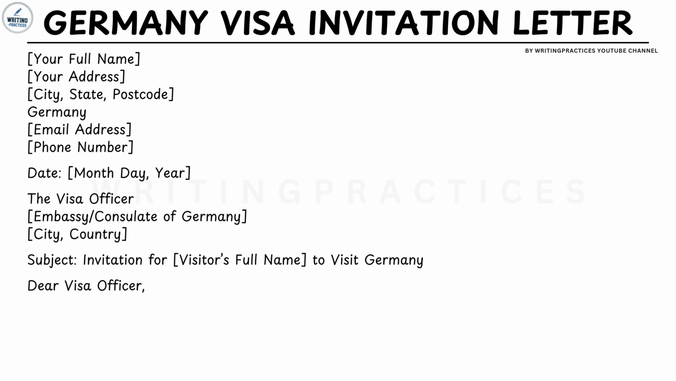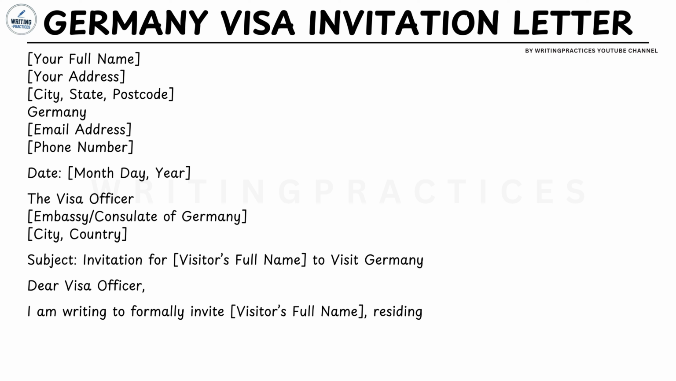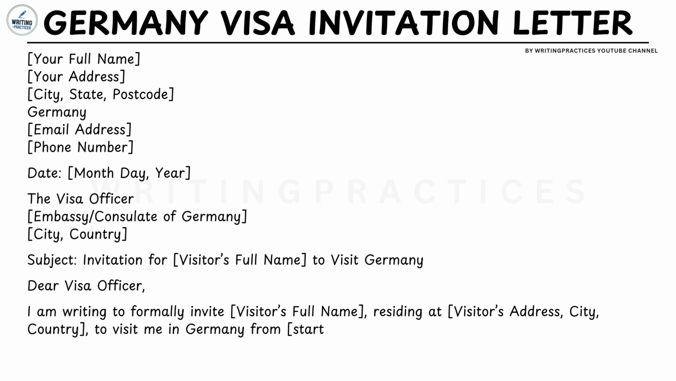6. Introduction of the invitation. In the opening paragraph, introduce the invitee by their full name and provide their residential address, including city and country. Specify the purpose and duration of their visit and mention that they will stay at your residence. This information outlines the visit's specifics.